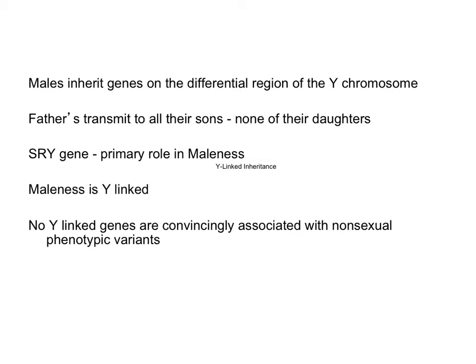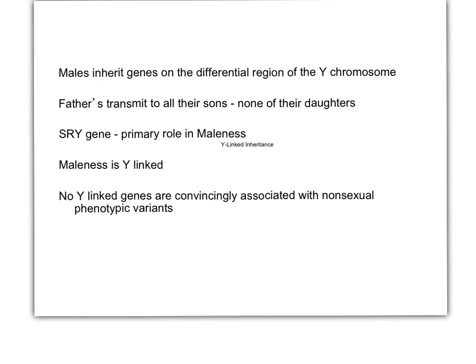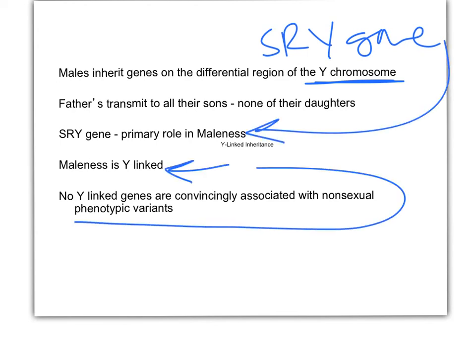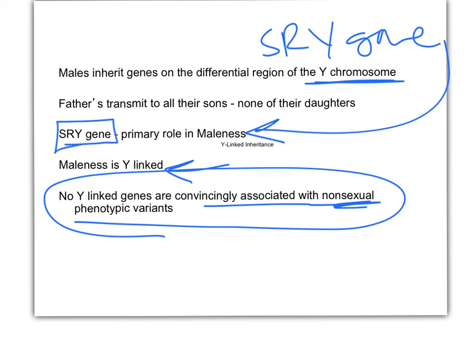Quickly, males inherit genes on a different region of the Y chromosome. We have a little bit of Y. The SRY gene that causes maleness is on it, and anything else that is on the Y that's not on the X, we would call Y-linked. Otherwise, there are no Y-linked genes convincingly associated with non-sexual phenotypic variants. So we're not going to worry about Y-linked, because the only example is really the SRY gene and some of the other maleness genes. But obviously, fathers transmit their Y to their sons. You can never get a Y from your mom, so all your Y genes always come from your dad.